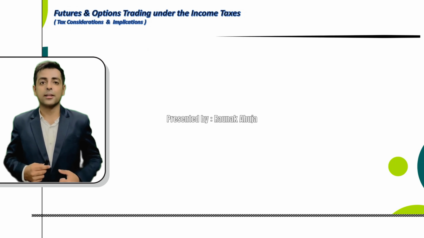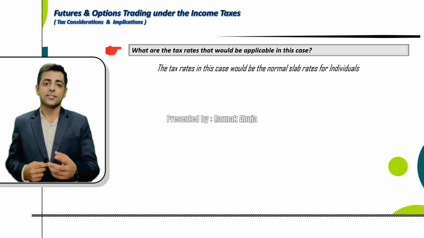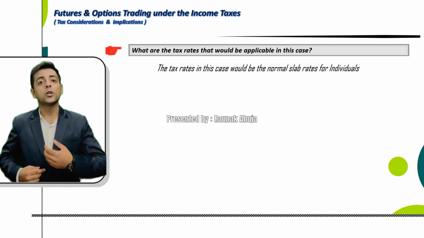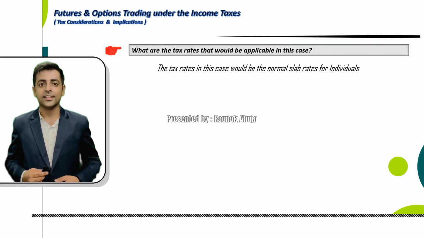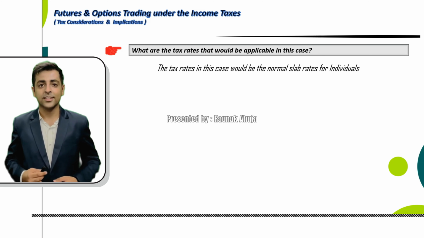Now, what are the tax rates that would be applicable in case of profits from FnO? The answer is the tax rates that would be applicable would be the normal tax slab rates. Yes, there are no special rates of taxes in case of profits from FnO. In this case, the normal tax rate would be applicable.